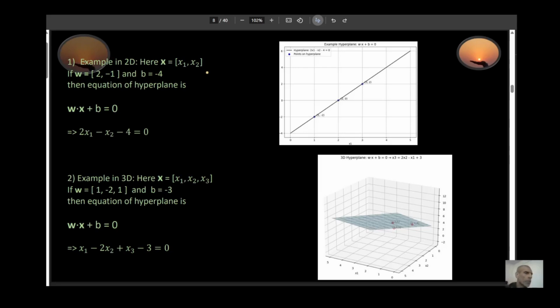Now let's look at the equation of a hyperplane in two dimensions. Suppose x is any point on a hyperplane, and let's say w is given by this vector and b equals this. Then the equation of a hyperplane is given by this expression, putting the values for w, x and b in there. This would be the equation of the hyperplane. This is right here, I drew this hyperplane. In this case, this is my x1 and this is my x2, and this is the line that represents this hyperplane.